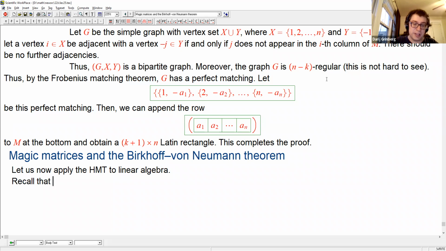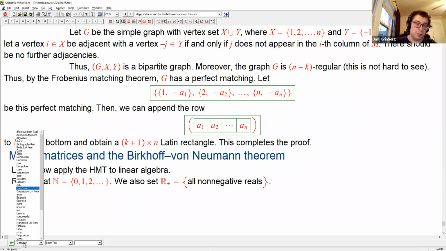So let us now apply Hall's marriage theorem to linear algebra. Recall that N is the set 0, 1, 2, ... of non-negative integers. And we also set R plus to be the set of all non-negative reals. Unlike non-negative integers, I cannot really list them.